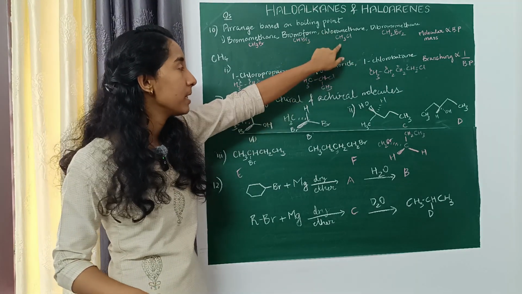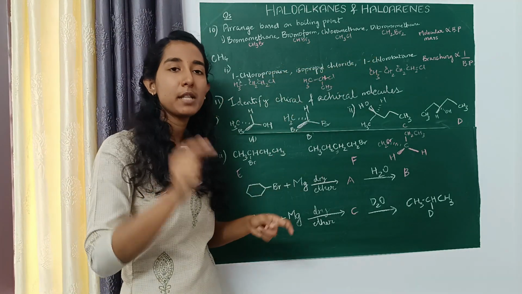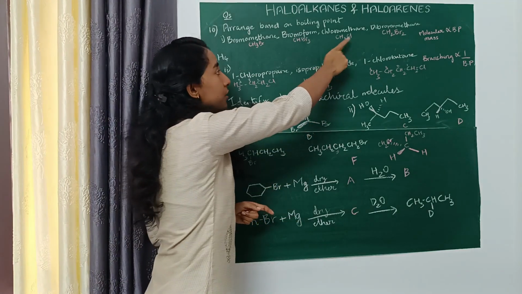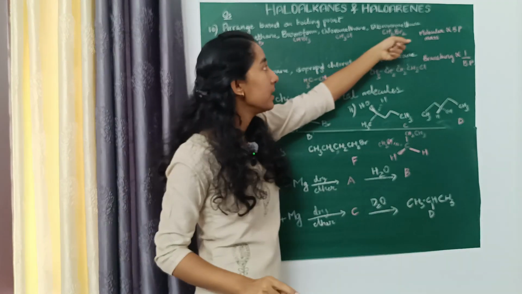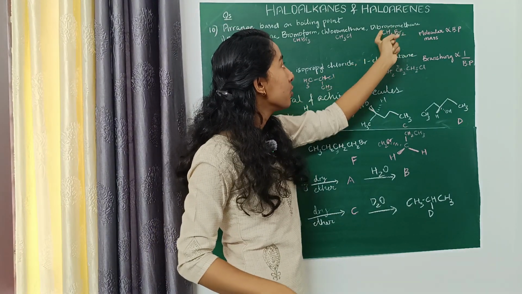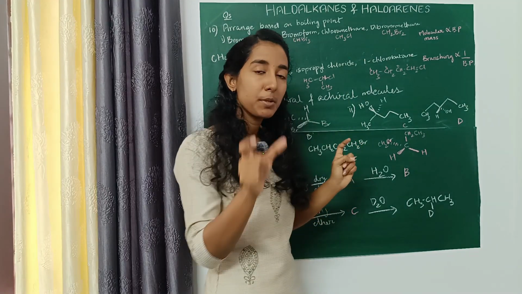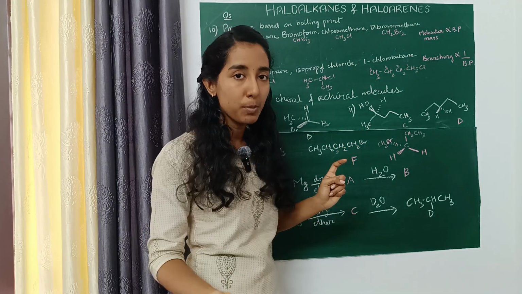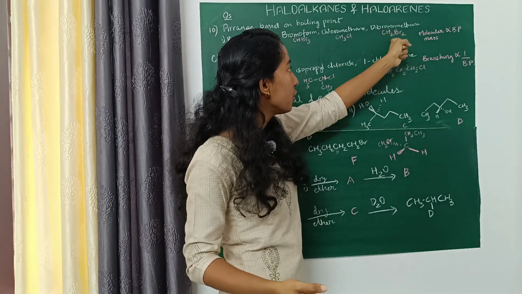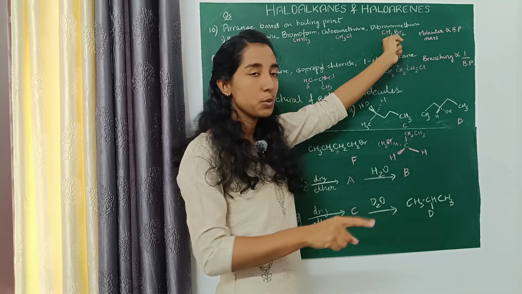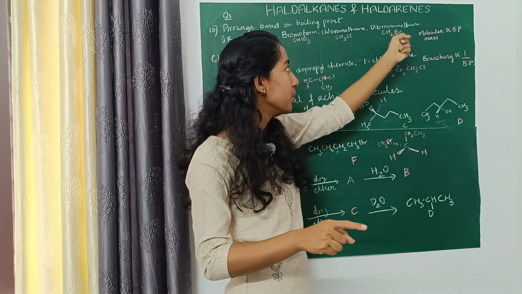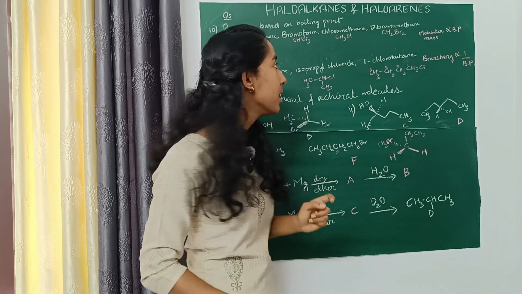Then chloromethane: methane CH4, you replace one hydrogen with chlorine, so CH3Cl. Then dibromomethane: there are 2 bromine atoms, so you replace 2 hydrogen atoms with 2 bromine atoms. That is why it is CH2Br2. So CH2Br2 is the structure of dibromomethane.